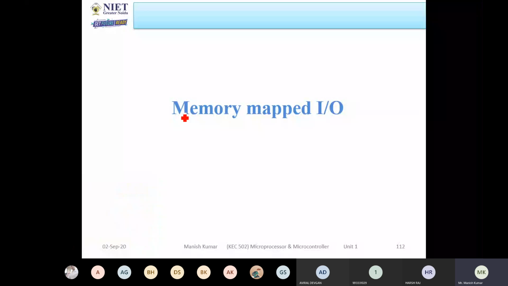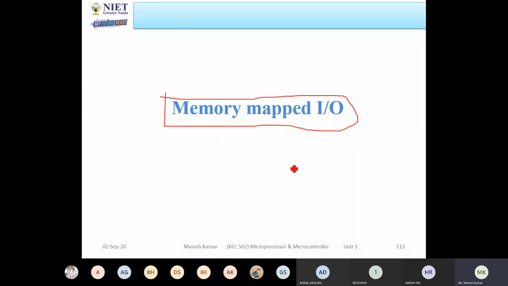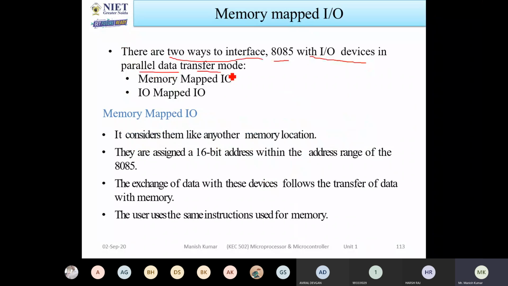But you have to understand only memory mapped input output devices. So in this, you have to see that there are two ways to interface 8085 with input output devices in the parallel data transfer mode. All of you know that there are two types of data transfer modes, that is called parallel transfer mode and the second is series transfer mode.